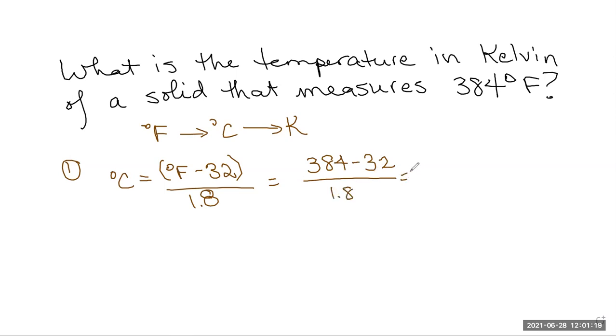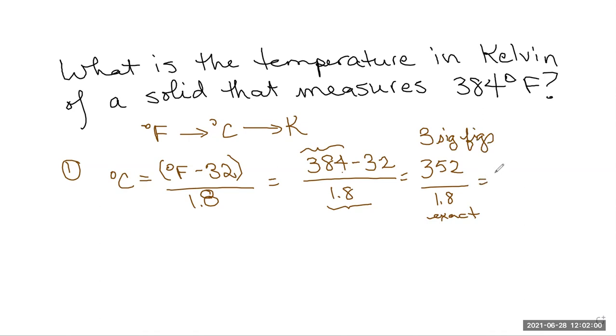And I'm going to do this in 2 steps. It doesn't necessarily mean you have to do it in 2 steps in your calculator, but the reason I'm doing 2 steps is that you can see where I'm getting my significant figures. Remember, the least precision is going to be in the ones place. So we get 352 divided by 1.8. This is exact. Remember, this is part of my equation, so it's an exact number. So exact, and then this is 3 significant figures. So our answer will be in 3 significant figures.